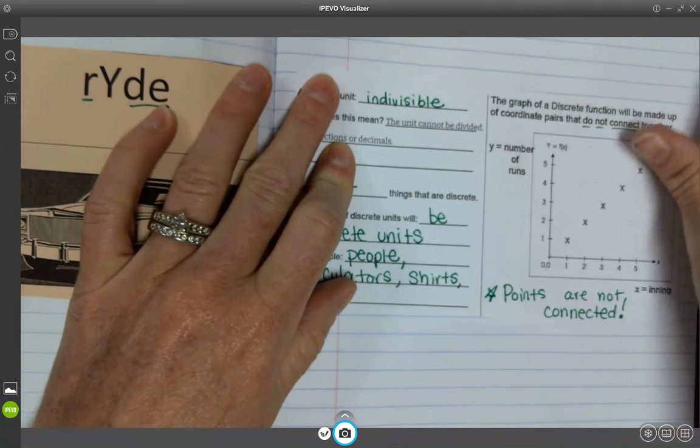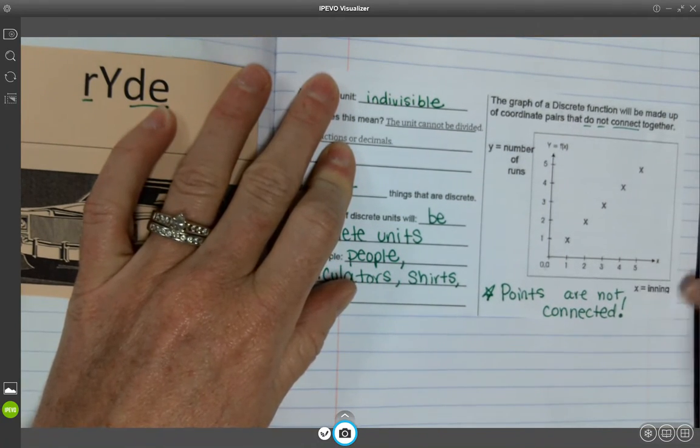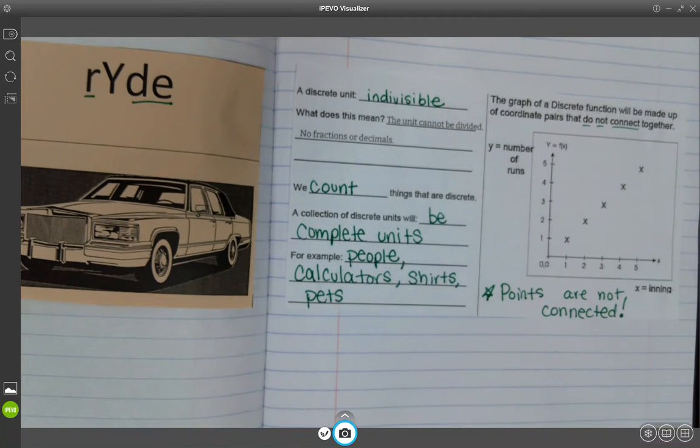All right, go ahead and glue that in on the next page, and we are going to do our last set of notes.